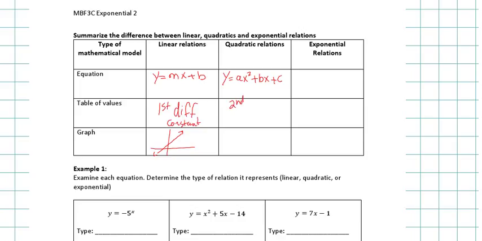And then it has a shape of graph. What's the equation of an exponential function? Power of x. In the table of values, which one is constant? The ratio. And remember, ratio is when you divide y2 over y1.